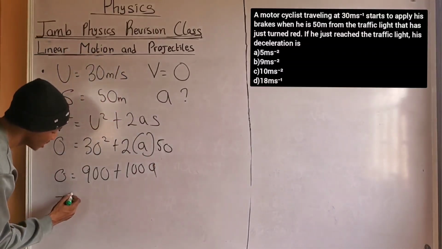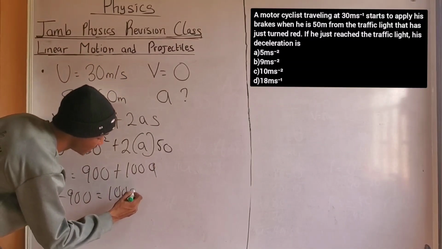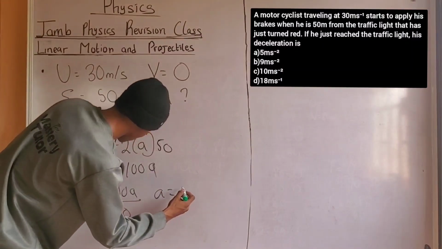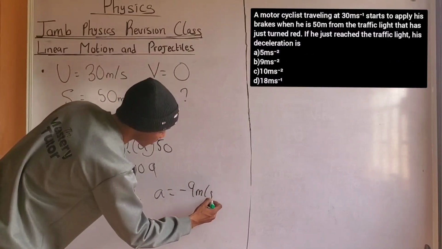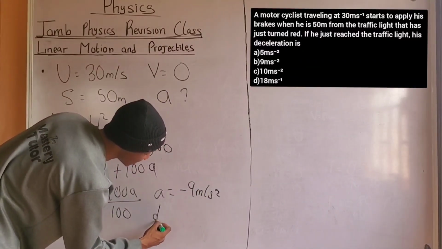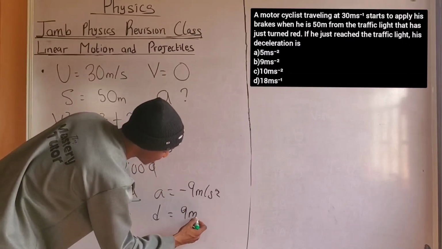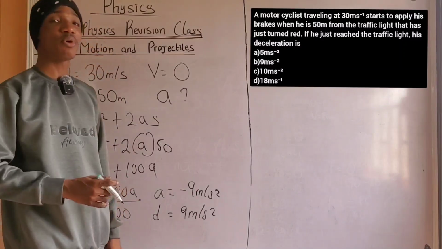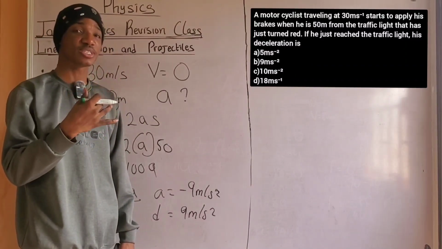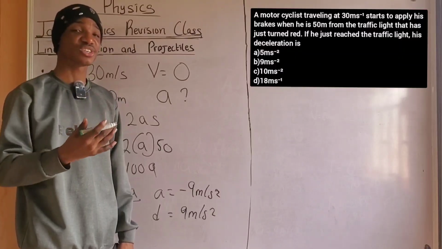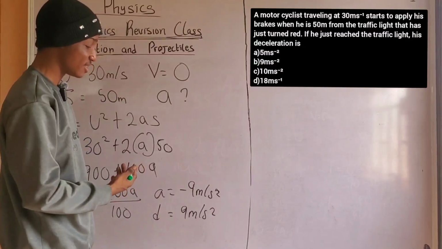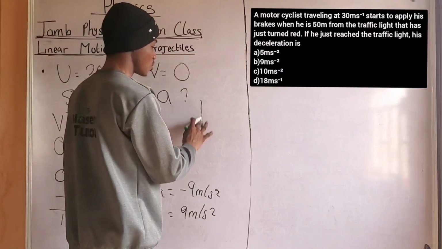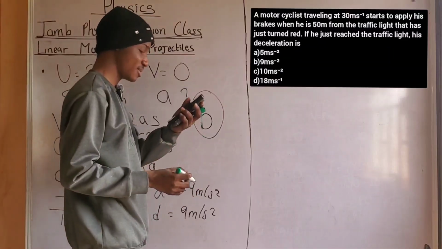Are you getting it? So negative 900 is equal to 100a. Divide by 100, this over 100 and this over 100. a equals negative 9 meters per second squared. So the deceleration is equal to 9 meters per second squared. The reason why we have a negative sign is because the motion of the body is reducing. Are you getting it? The speed is reduced. The acceleration is negative acceleration. Are you getting it? That is deceleration. So the correct option to that question is option B, 9 meters per second squared. Option B is correct. Okay.